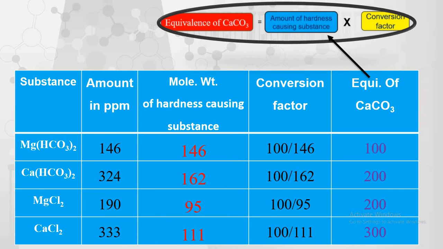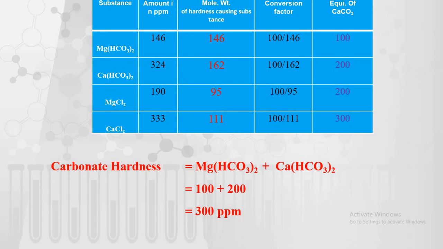Till this we have finished, but two things are required: the carbonate hardness and non-carbonate hardness, or you can say temporary hardness and permanent hardness. By the use of this formula, carbonate hardness is due to the substances which have carbonates. There are 2 substances here, magnesium bicarbonate and calcium bicarbonate. Their equivalence of CaCO3 is calculated, and the sum of this is 300 ppm. That's why the carbonate hardness is 300 ppm.